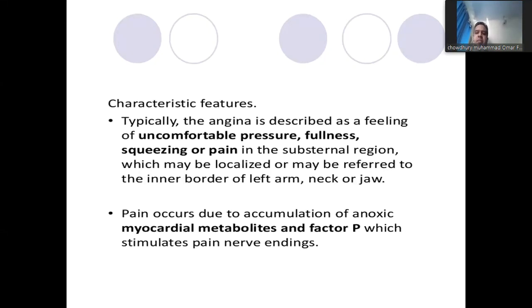Characteristic features: typically, angina is described as a feeling of uncomfortable pressure, fullness, squeezing, or pain in the substernal region, which may be localized or may be referred to the inner border of the left arm, neck, or jaw. Pain occurs due to accumulation of anoxic myocardial metabolites and substance P, which stimulates pain nerve endings.